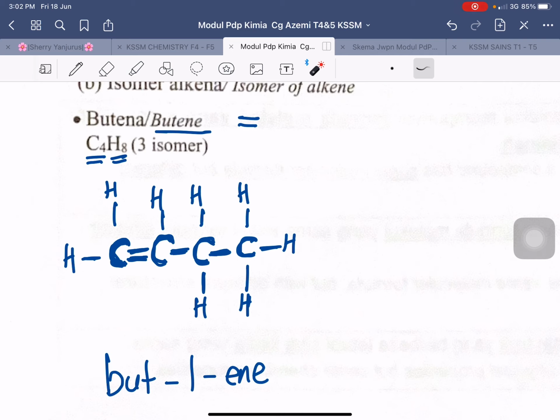Now, butene, the double bond is situated here between the first and the second carbon. Between the first and the second carbon. So when you see 1 and 2, you must remember to name it. To name this isomer, always choose the smaller number. So we choose 1, but-1-ene. If you have C, C, C, C and the double bond is in the middle, this is 2, this is 3. If you number it, you choose 2, not 3. We choose the smaller number.